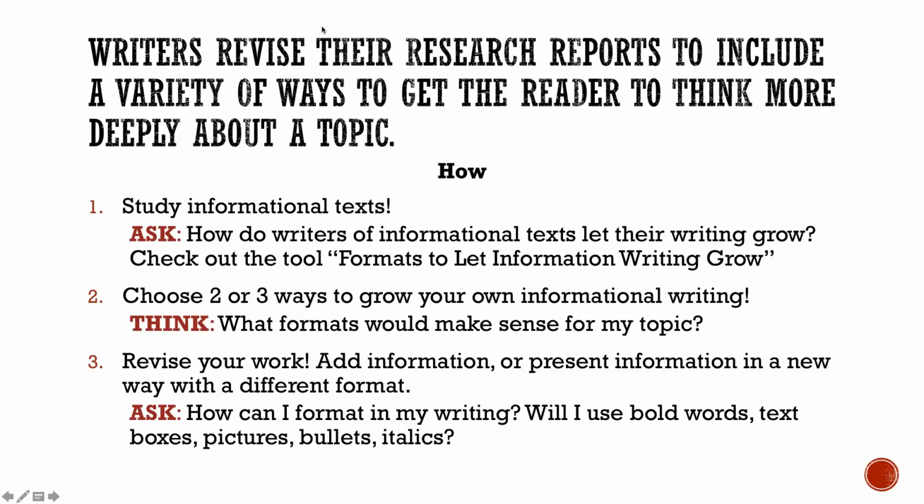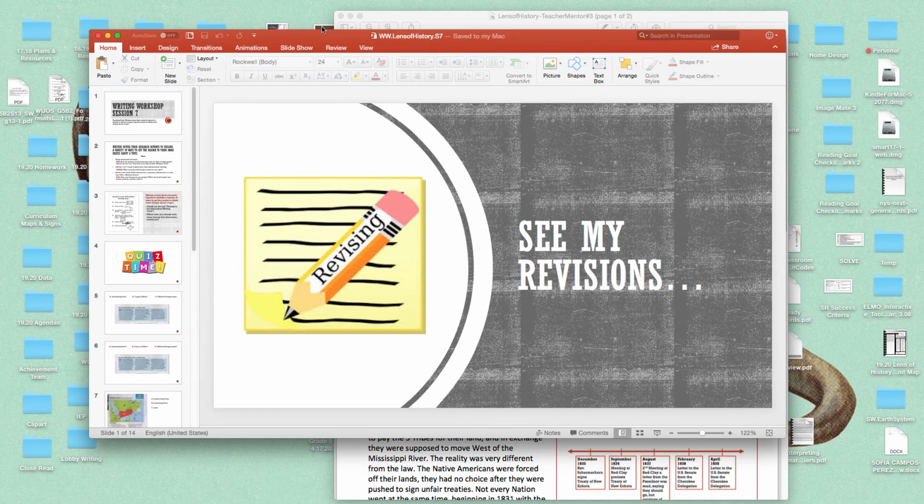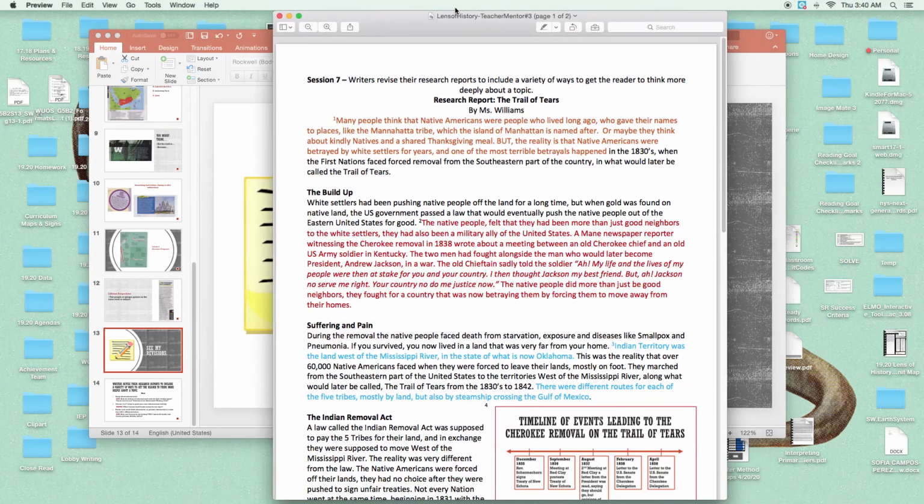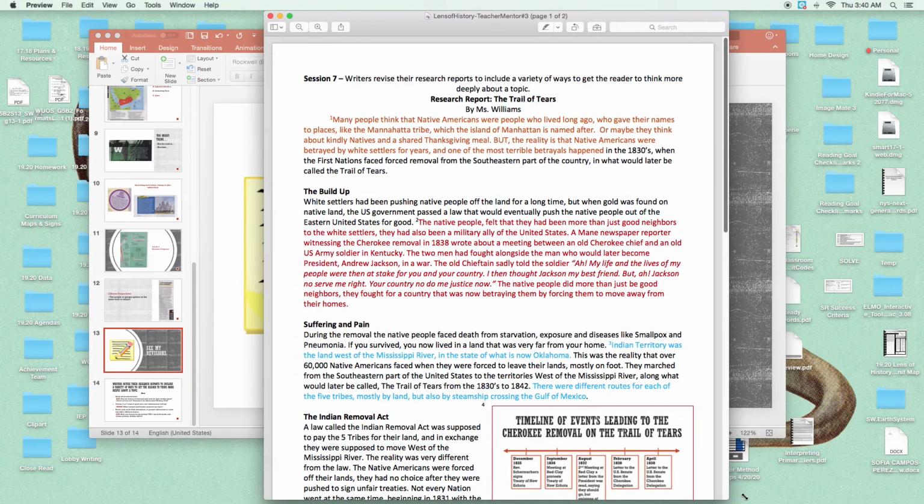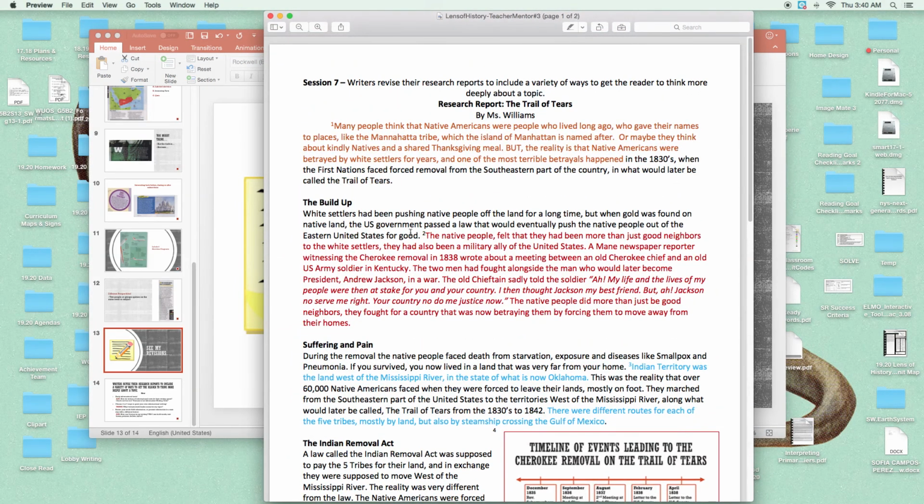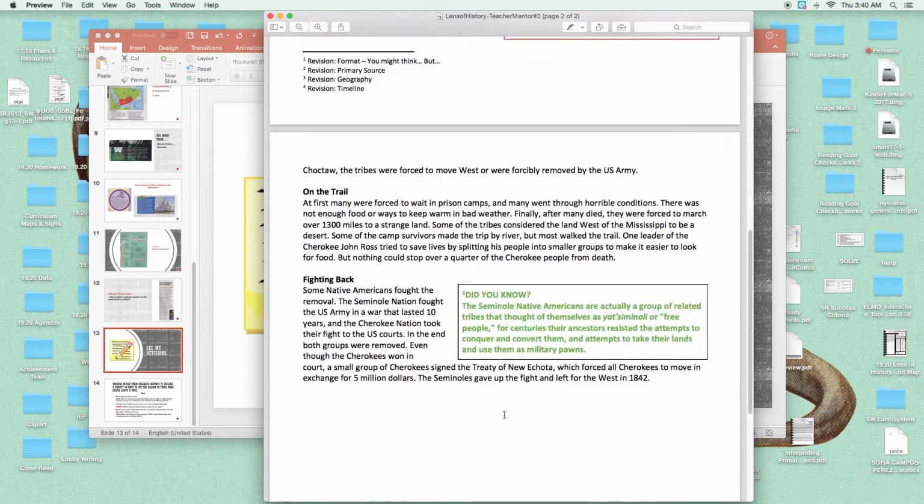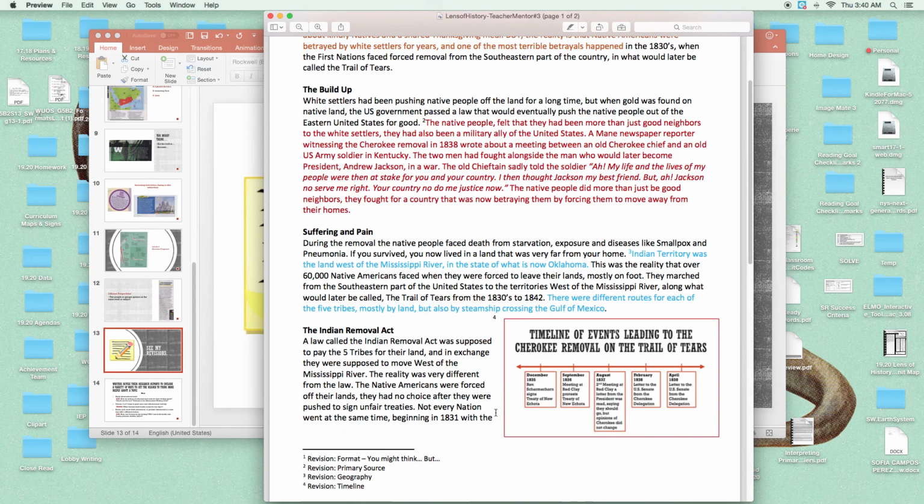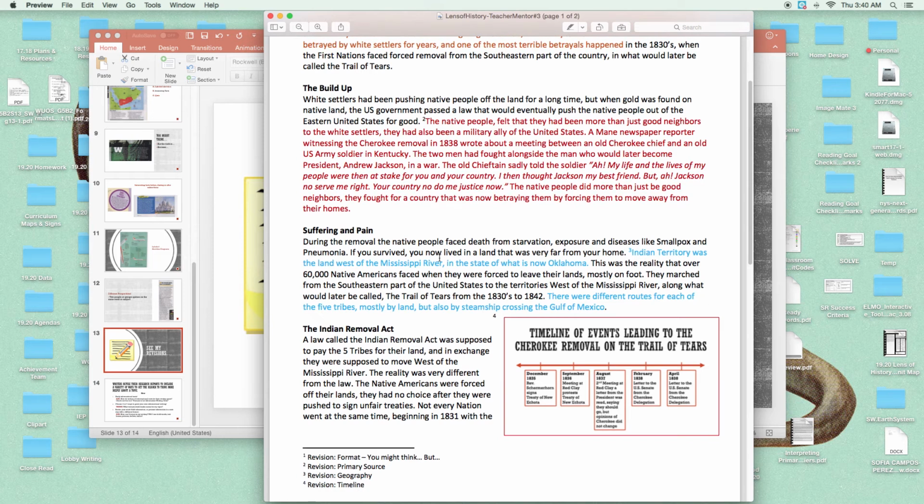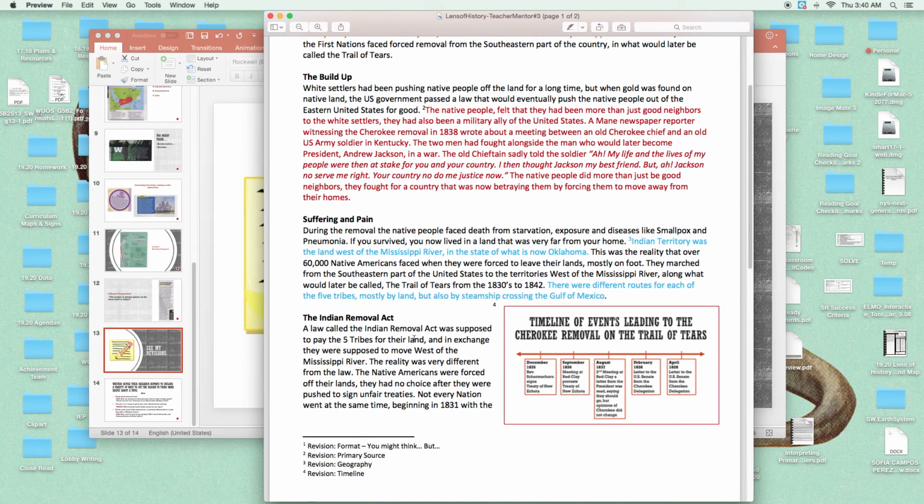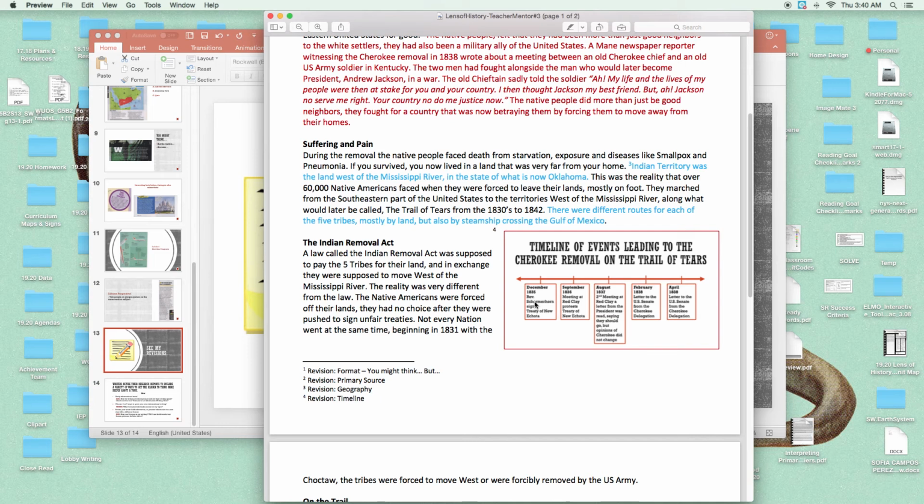So let me show you. All right, here is my work right here. And you can notice here that I have color-coded all of my revisions along the way, right? For instance, this was the first one that I did. This was the geography revision. Here's the second one I did. This one was the timeline one. And they're all labeled here.